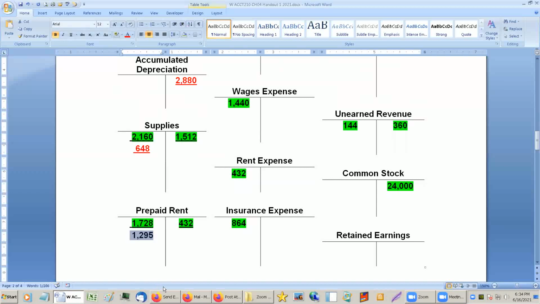That can't be right. Hold on. I did something wrong here. 1728. It's 1296.